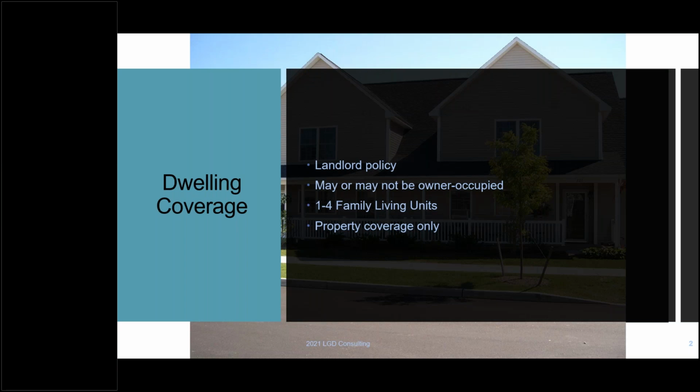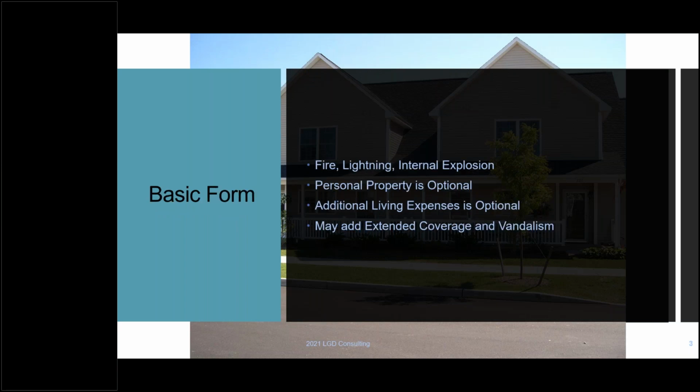So it's more property coverage only. You have basic, broad, and special. Basic's DP1, broad is DP2, special is DP3. Well, the basic form, very limited, only covers fire, lightning, and internal explosion. To be honest with you, personal property is actually optional on a basic form. I don't think you'll get that on the test. However, you might get the question about additional living expenses, which is actually optional on a basic form. Additional living expenses and personal property are automatic on the broad and special form.